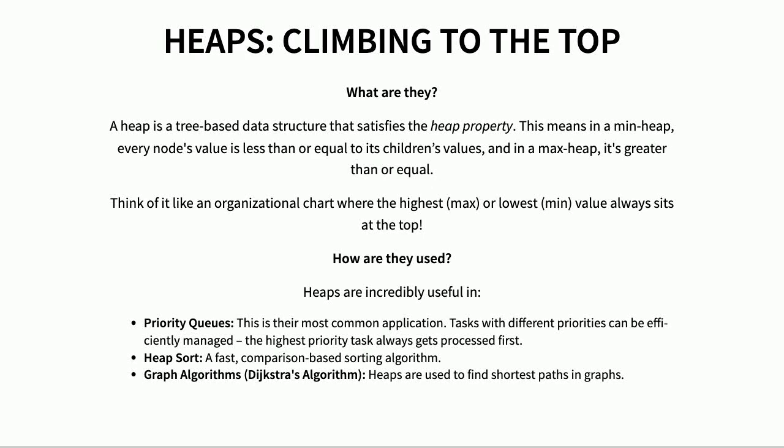Okay, let's talk about heaps. Essentially, a heap is like an organized tree structure where the largest or smallest element is always at the top. It's really handy for things like priority queues, where you need to process items in order of importance. Think of it like a to-do list, where urgent tasks are handled first. And heaps aren't just good for queues, they also form the backbone of efficient sorting algorithms like heap sort, and even play a role in finding shortest paths in graphs.